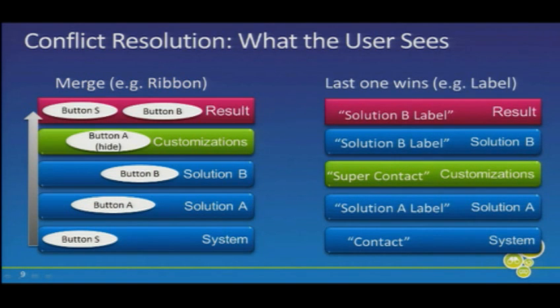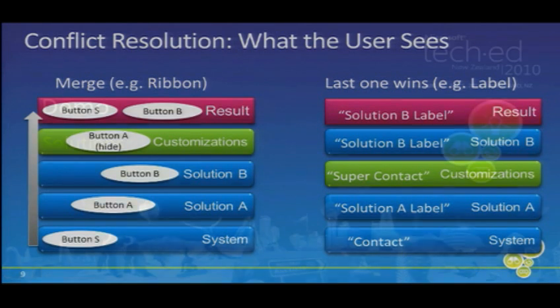We also have last-in-wins conflict resolution. In this case, we have a contact entity. In solution A, we've changed the label of one of those elements and added some other customizations. In solution B, we've changed the label again. So the installation order matters, and the projection ultimately ends up being the solution B label.